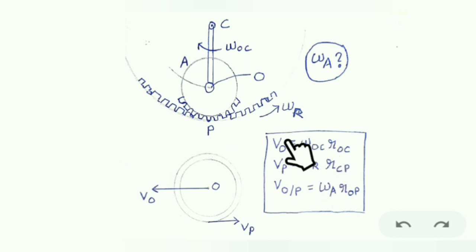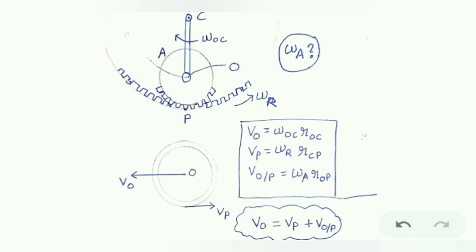So we have VO, VP, and VO relative to P. Just apply the relative velocity concept: VO equals VP plus VO relative to P, right? Just substitute all these things, and the only unknown left is omega A, and hence we will get omega A, the angular velocity of this planetary gear. Thank you.